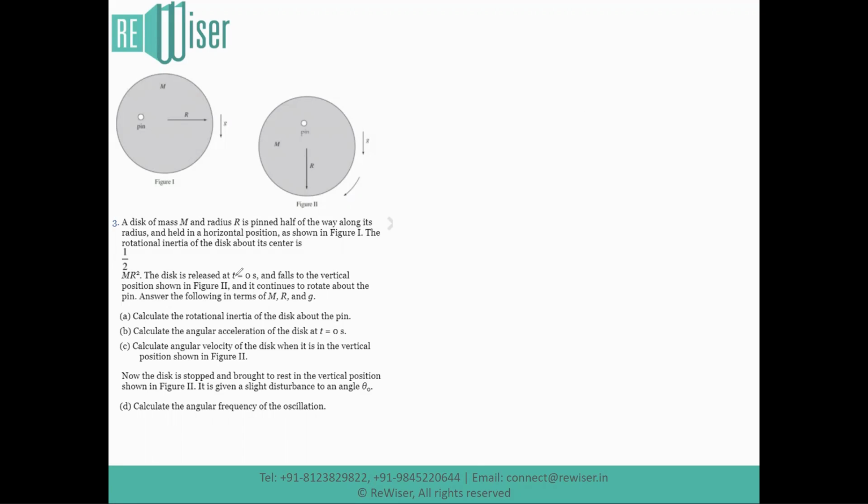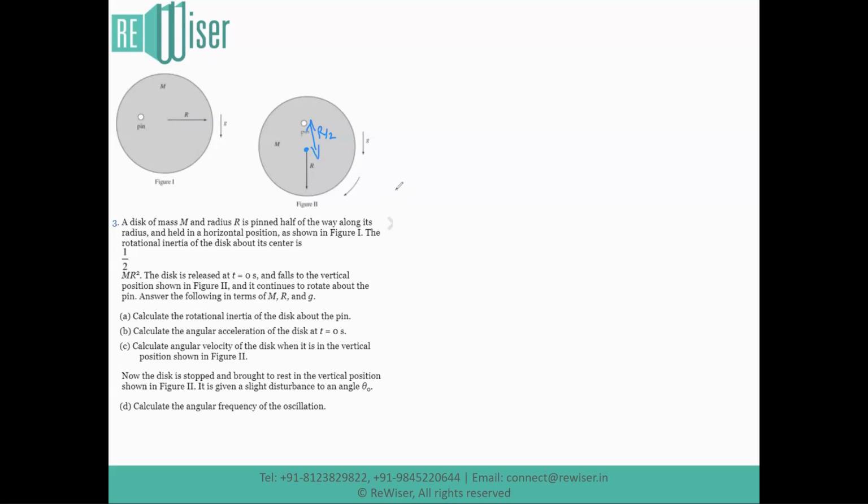The disk is released at t equal to 0 seconds and falls to the vertical position as shown in figure 2, and it continues to rotate about the pin. Answer the following in terms of capital M, capital R, and g. Before we answer the question, let us understand that the axis of rotation, which was originally at the center, is moved by a distance of R by 2. This will help us in applying the parallel axis theorem.